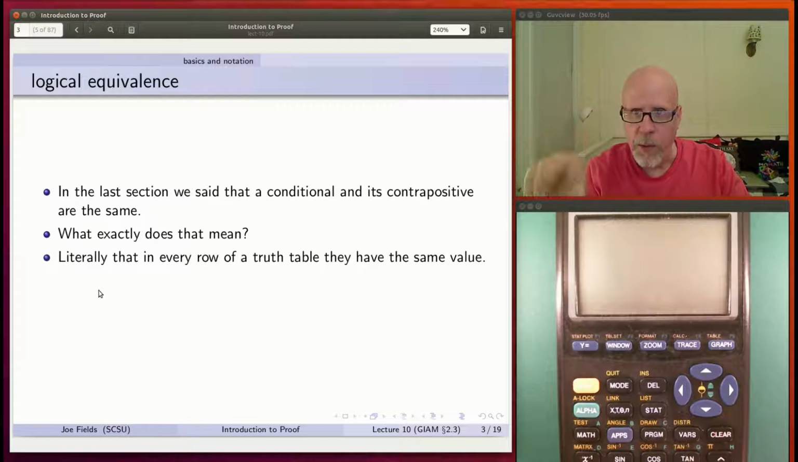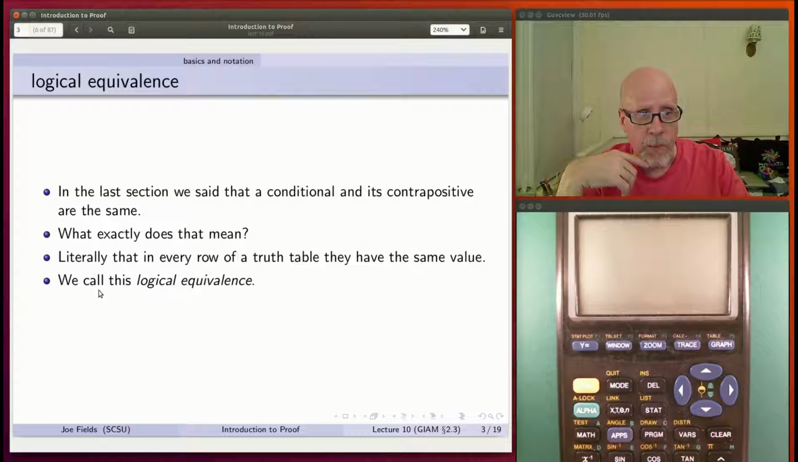Use the same pattern of trues and falses in the columns that correspond to your input variables, and then make a truth table for each of these statements. If you see an exact correspondence, literally right down the rows of the truth table for both of them, then they're equivalent. That's what we mean by the same. So we call that logical equivalence when in a truth table the two things have identical truth values right on down the line.